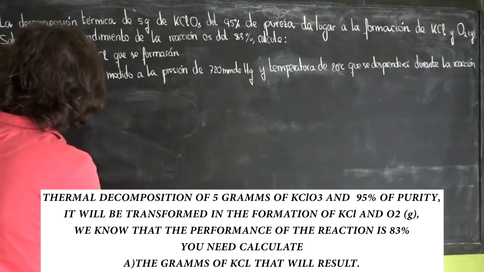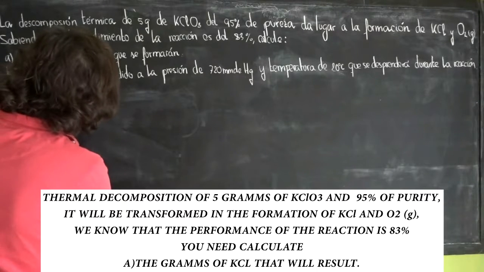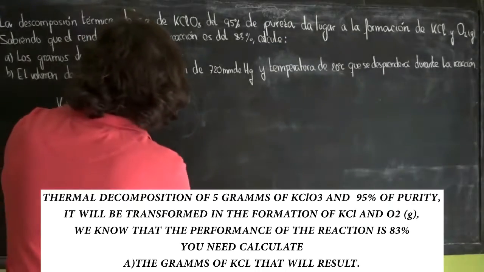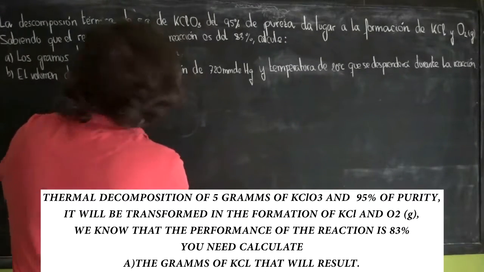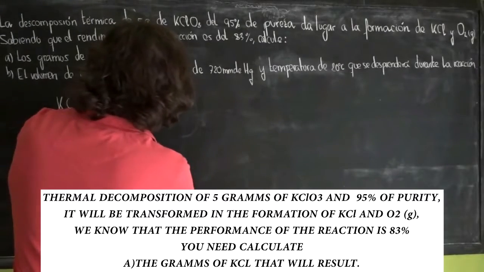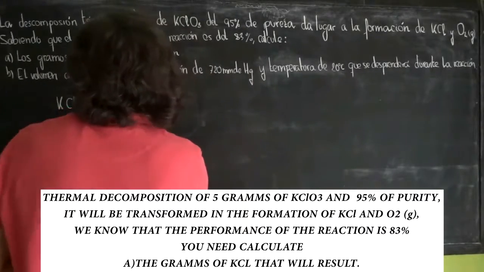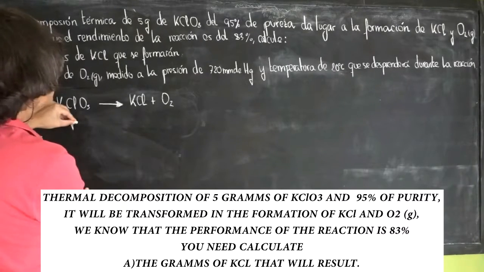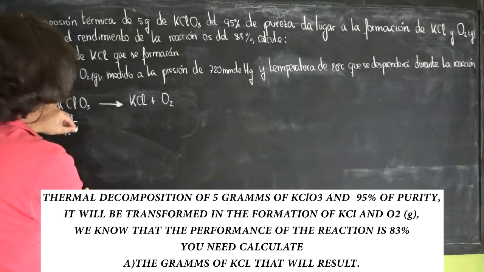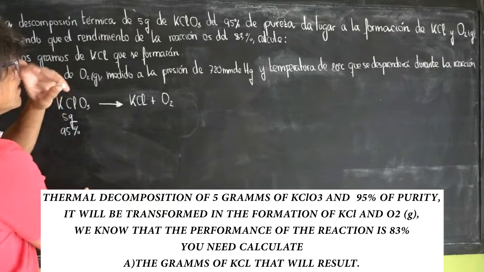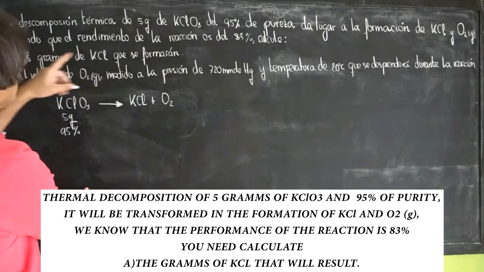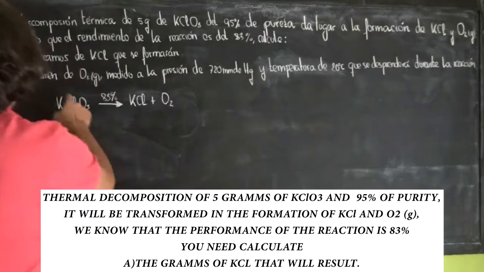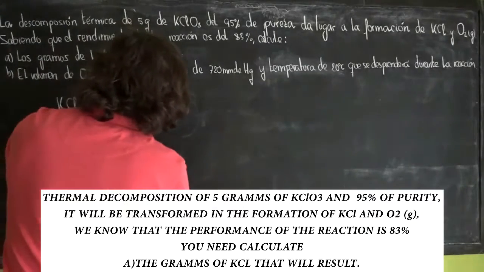Well, in this problem of stoichiometry, we have potassium chlorate, and it says that by thermal decomposition, by heat, it decomposes into potassium chloride and oxygen. The problem informs that there are 5 grams of potassium chlorate, which is not pure, it is 95% pure, and has 83% as reaction yield. Item A asks for the grams that will be formed of potassium chloride.